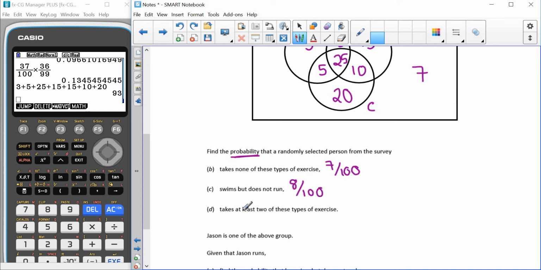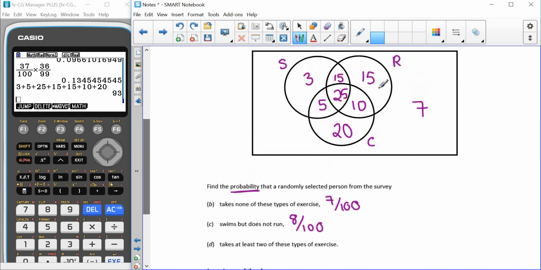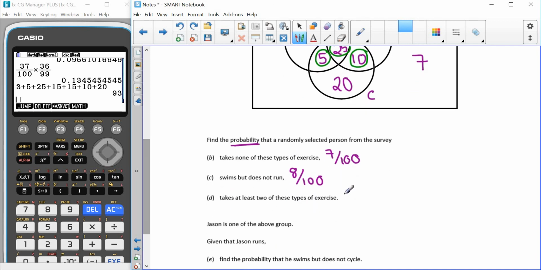Next, we're looking at take at least 2 of these exercise. So that means that we're looking at our swim and run, swim, run and cycle, swim and cycle, and run and cycle, which in total gives us 55. So that's going to be 55 out of 100.